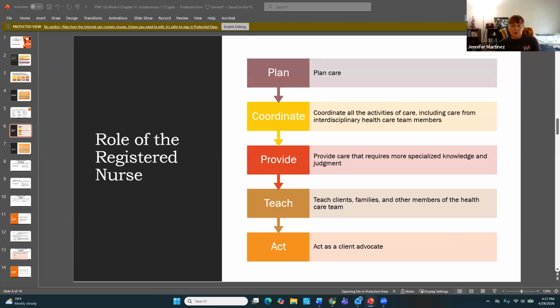So when we look at different roles, the roles of the RN, I think I talked a little bit about this already, but they plan care, they coordinate all the activities of care, including care from the interdisciplinary healthcare team. They provide care that requires more specialized knowledge and judgment. They teach, right? And then they act as that client advocate.